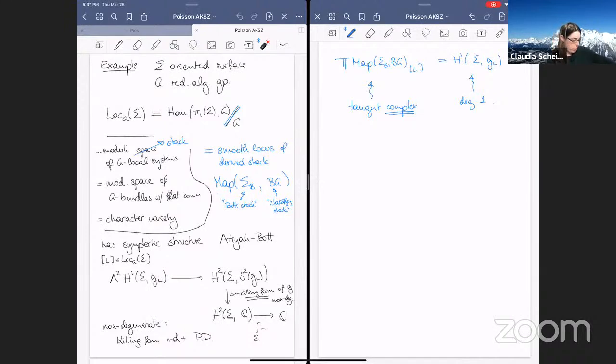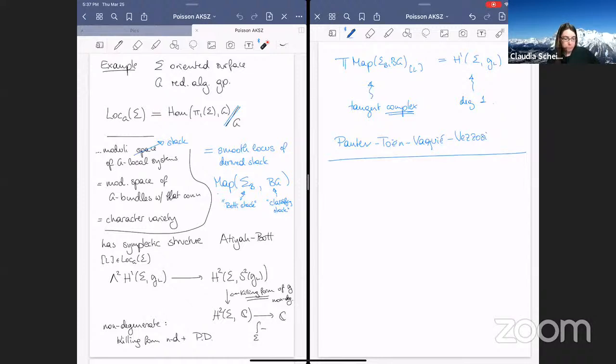And so that's the sense in which you can really understand this. Okay. Good. So I said I want to say something, and I promised you names. So this was by Pantev-Toen-Vaquié-Vezzosi. And this was somehow the motivation for derived symplectic geometry in this derived algebraic geometry framework.